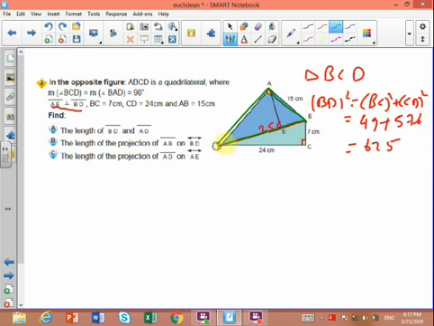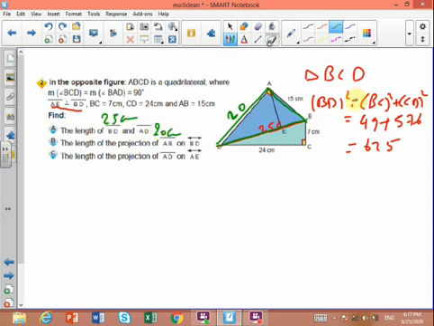Also, now I have BD 25, BA 15. I can get it by Pythagoras, but here by subtracting. So it will be 625 minus 15 squared, which is 225, equal 400. 400 under root, so this is 20. So now I got BD 25, AD equal 20. Okay, so this is 20 centimeters and this is 25 centimeters.